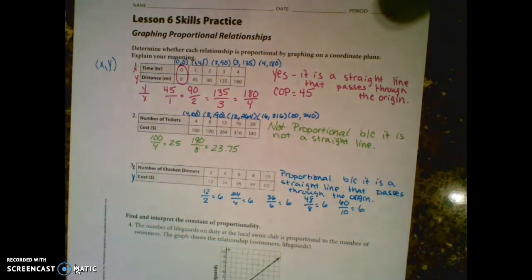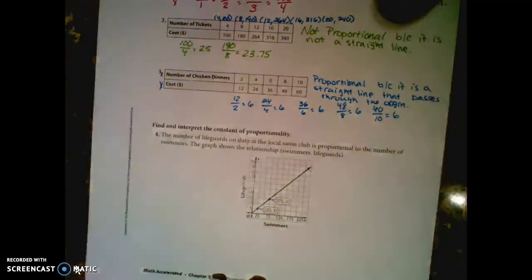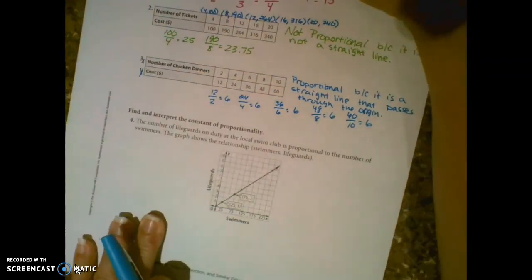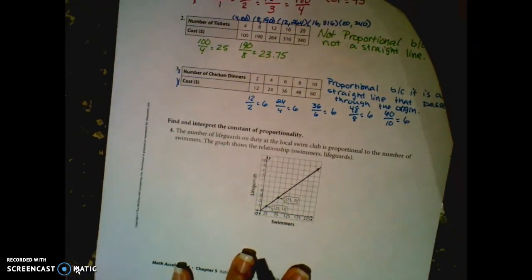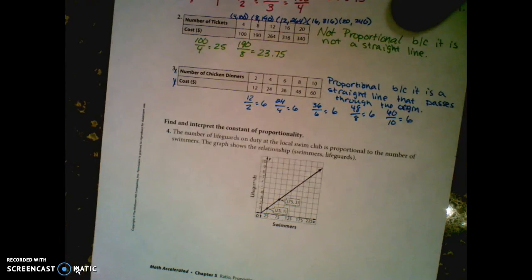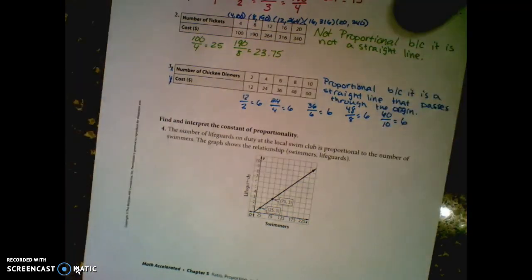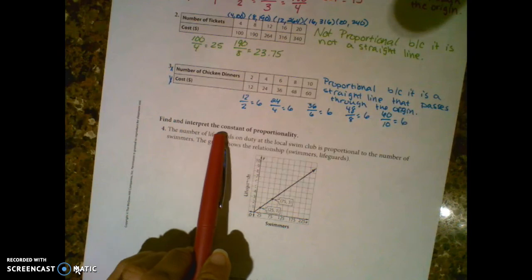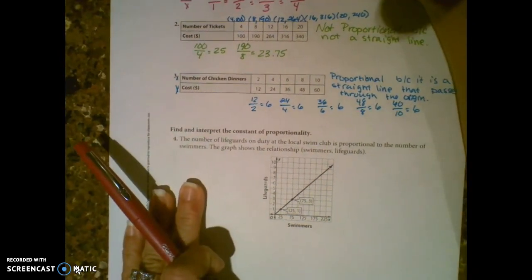Okay, so now let's look at number 4 together real quick. This is another one of those problems where a lot of students will get it wrong because they're not answering every question. So I want to work through this one together and then we'll be done with this video. The number of lifeguards on duty at a local swim club is proportional to the number of swimmers. So we know this is a proportional relationship. This graph shows the relationship of swimmers to lifeguards. Now the instructions say find and interpret the constant of proportionality. So there's 2 things you need to do.